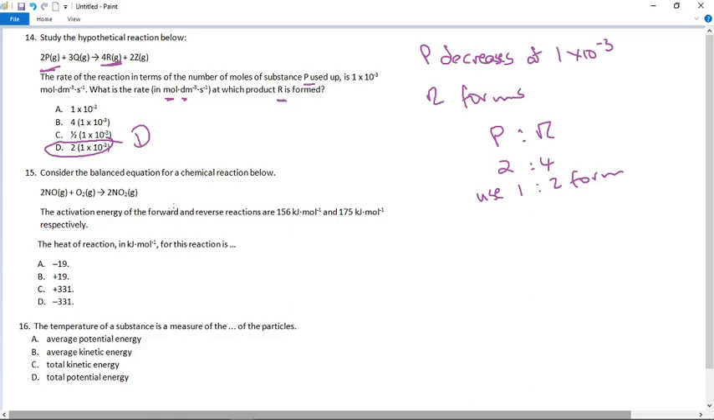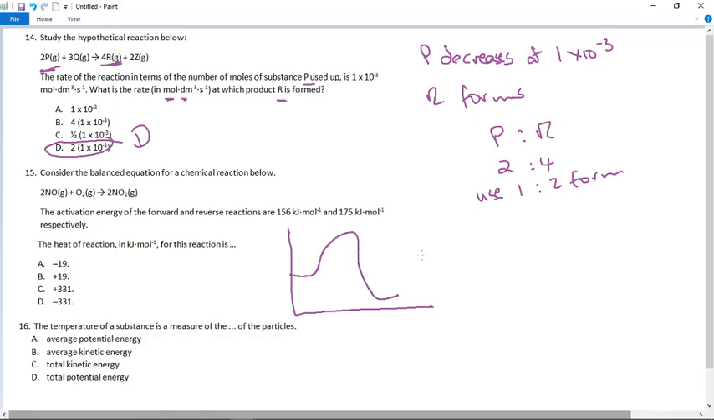Now number 15, consider the balanced equation for a chemical reaction below. 2 nitrogen monoxide plus oxygen goes to 2 nitrogen dioxide. The activation energy of the forward and reverse reactions are this, respectively. Okay, let's draw the graph. Okay, and it says to you the activation energy of the forward reaction is 156 and the backward reaction is 175.